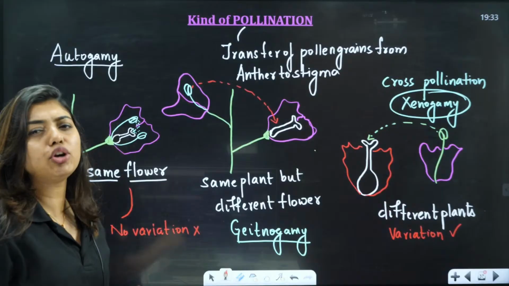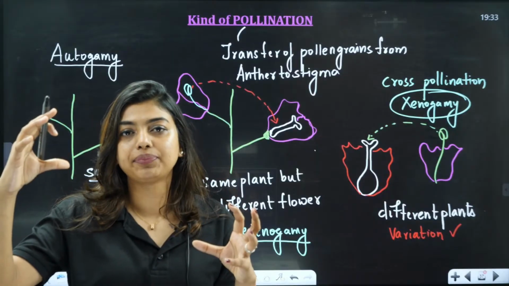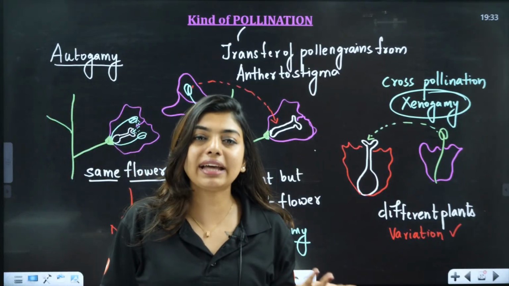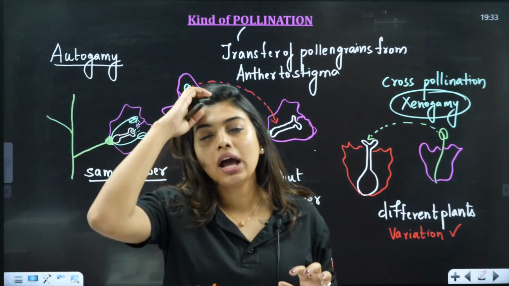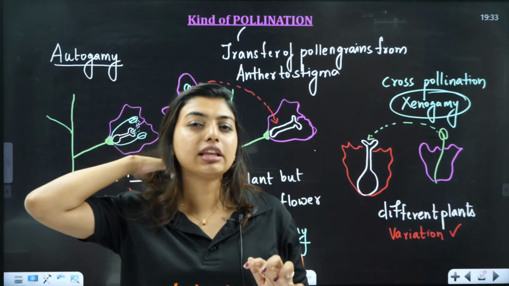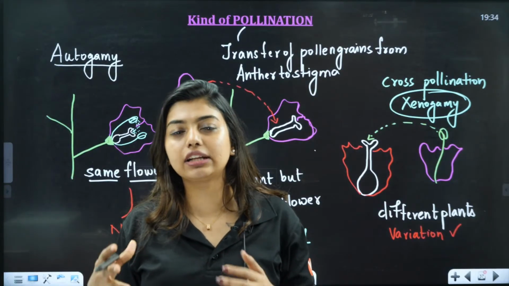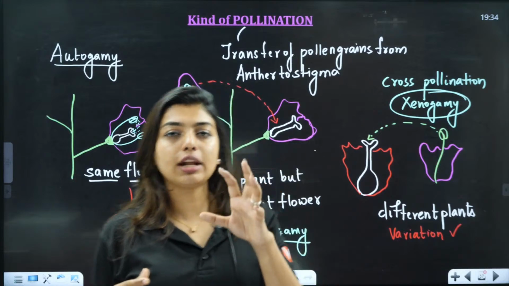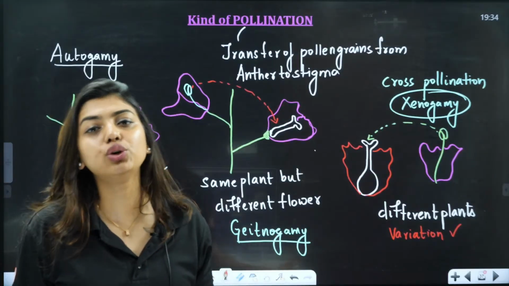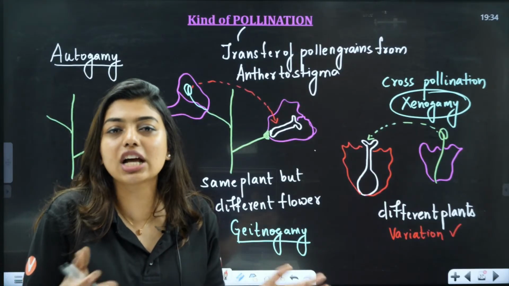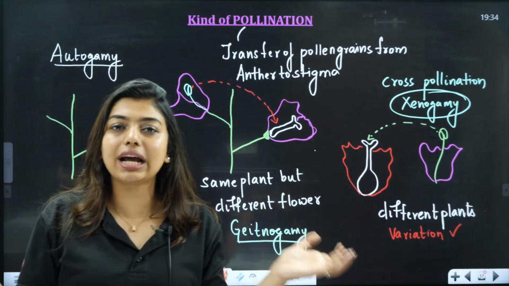Geitonogamy is one type of self pollination, but the slight difference is that it goes from one flower to another flower. Just like marriage. I don't know, here it's very rare, but in Tamil Nadu it's very common: maternal uncle's daughter or son, paternal aunt's son or daughter, they get married. Inside the family only they'll get married. That means whatever genetic disorders are running in the family will continue in the family. There isn't much variation, everyone is from the same family. It's like the aunt and uncle's kids.